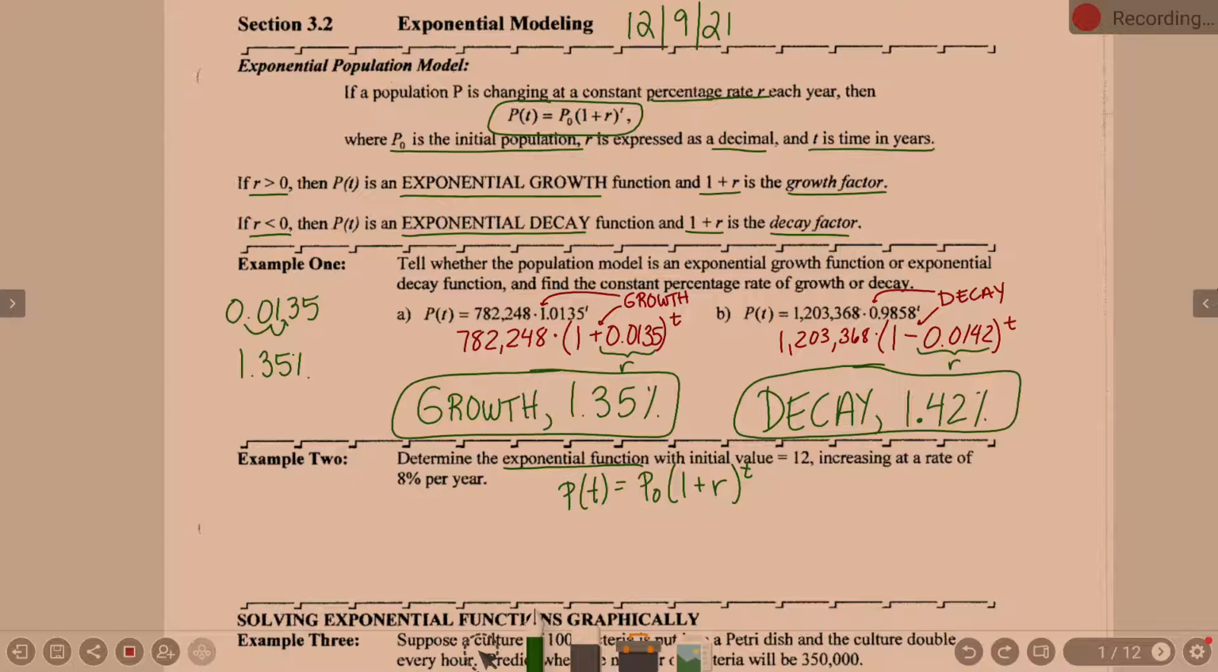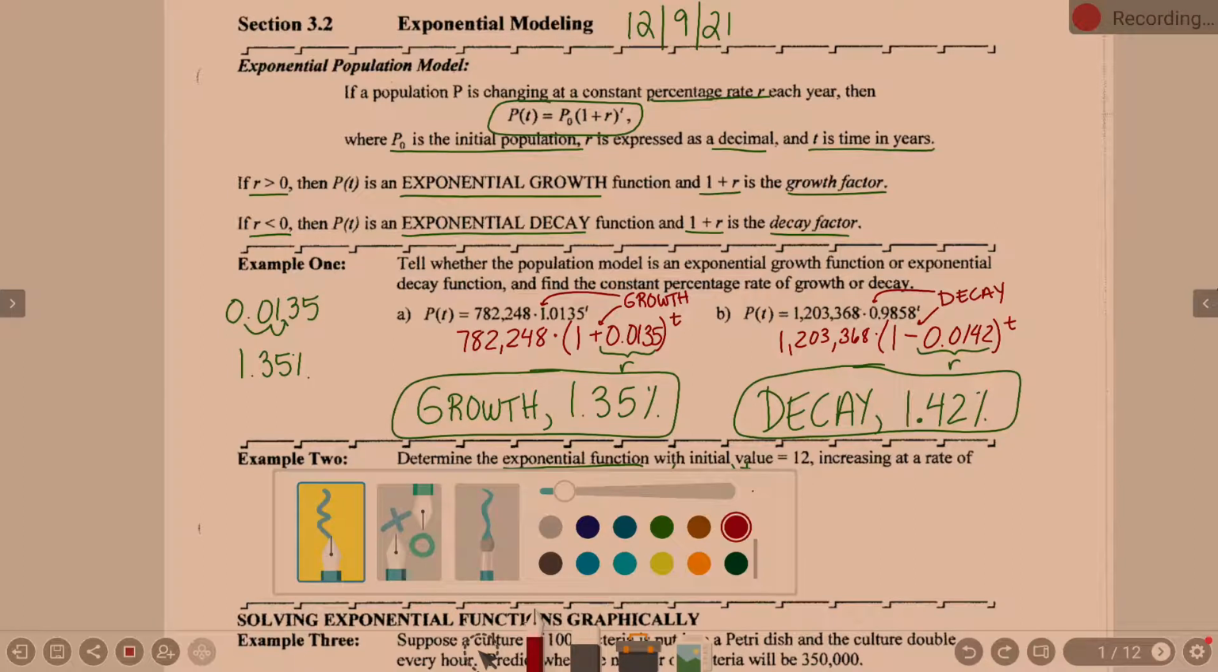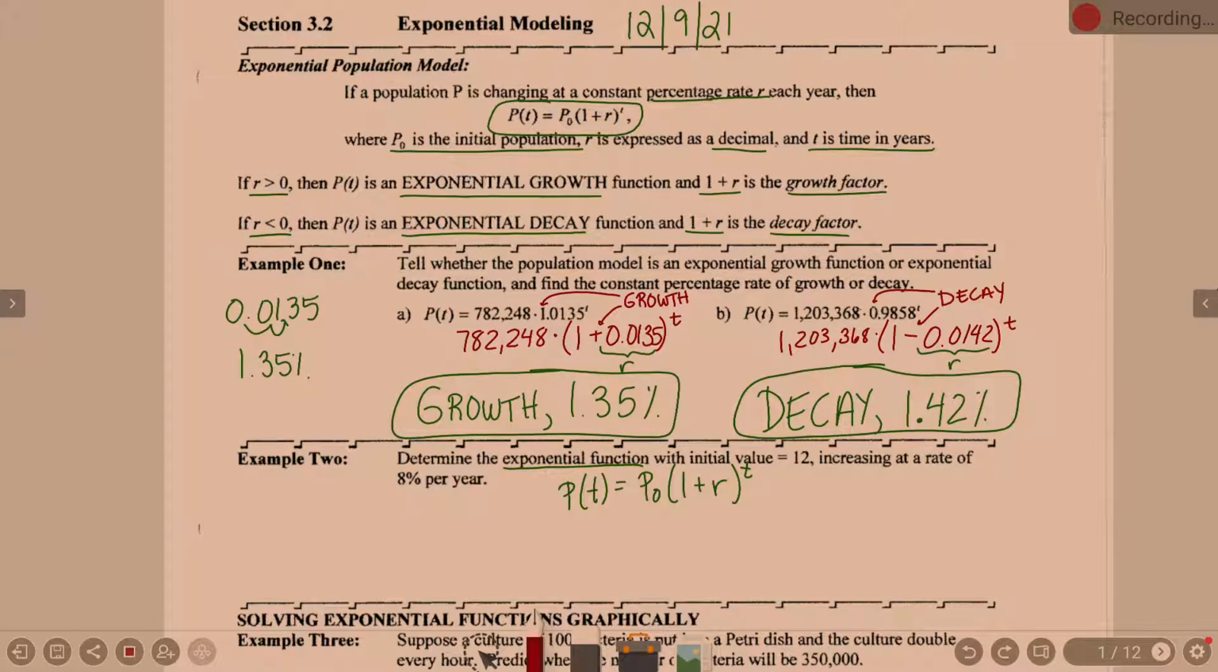What do we know that we can fill in? We have P naught, our initial value, which is 12. So that's going to go in for P naught. What's increasing? Plus. Yeah, since it says increasing, it's going to be plus, in other words, this is a growth example.